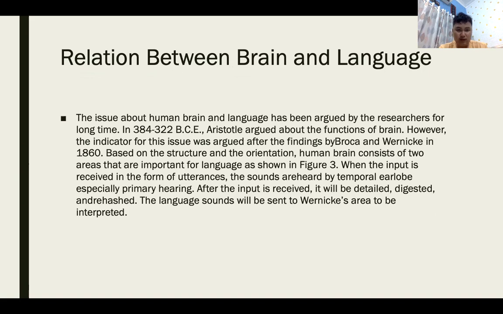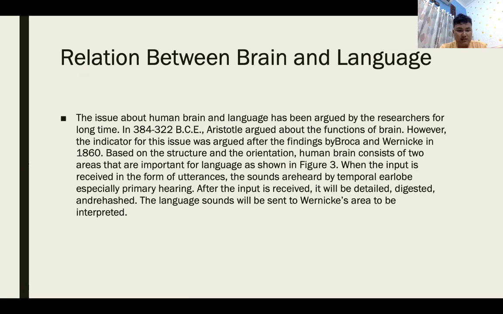The issue of the human brain and language has been argued by researchers for a long time. In 384 to 322 BC, Aristotle argued about the function of the brain. However, the indicator for this issue was argued after the findings of Broca and Wernicke in 1860. Based on structure and orientation, the human brain consists of two areas that are important for language, as shown.